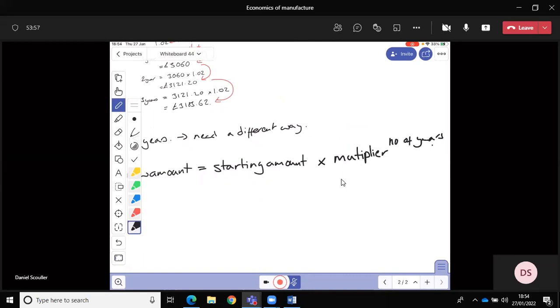Okay, so for the example above, your starting amount would be 3,000. Your multiplier is your 1.02. And for this, the number of years is going to be 15, to the power of 15. Okay, so let's look at how we put that in our calculator.